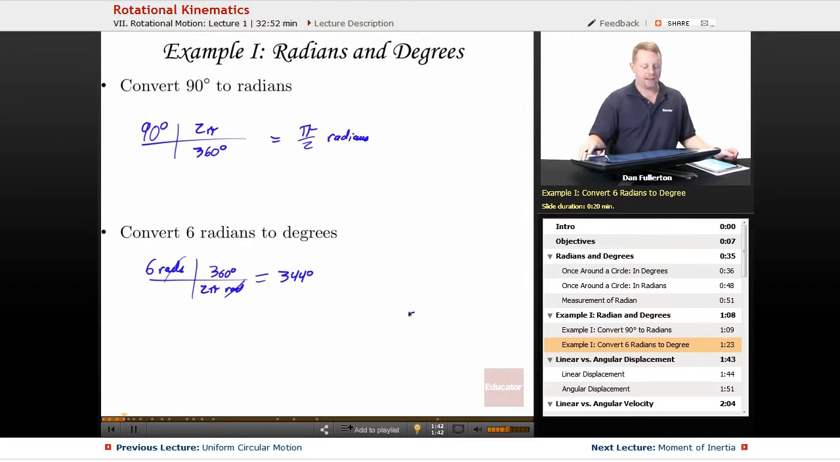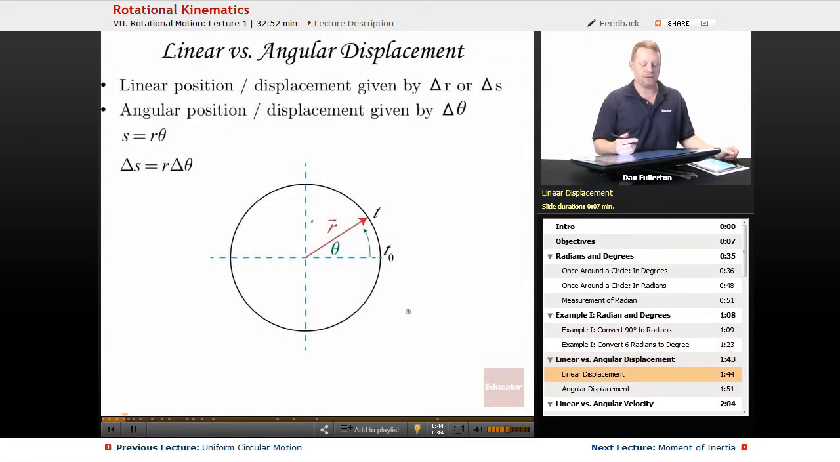So we've got our conversions. Angular versus linear displacement. Linear position or displacement we've talked about as delta r or delta s. Angular position or displacement we give by delta theta. So as you go around the circle, you have increasing amounts of theta, where s, the linear distance, is r times theta, or delta s is r delta theta.